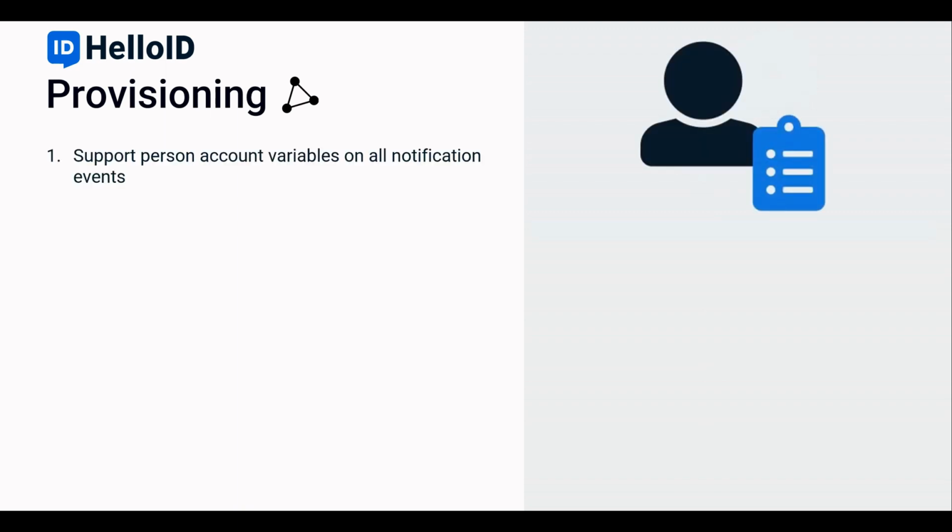We have one new item in this release: support person account variables on all notification events. Previously, you needed to configure a dependent system, so this system could be used when a notification was sent. With this feature, all data that is stored on the person can be used, including the person accounts that aren't configured as the dependent on this system. Let's start our short demo of this new feature.